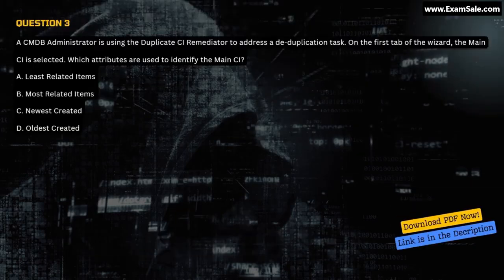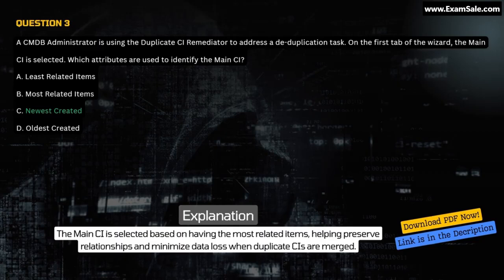Question 3. A CMDB administrator is using the Duplicate CI remediator to address a deduplication task. On the first tab of the wizard, the main CI is selected. Which attributes are used to identify the main CI? A. Least related items. B. Most related items. C. Newest created. D. Oldest created. Correct answer B. Most related items. Explanation. The main CI is selected based on having the most related items, helping preserve relationships and minimize data loss when duplicate CIs are merged.